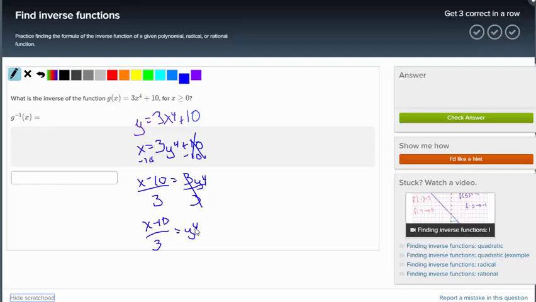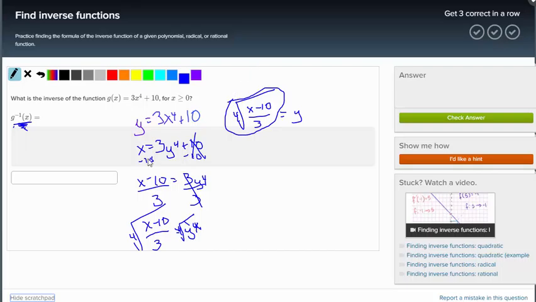And now to get rid of a fourth power, I take a fourth root on both sides. So a fourth root gets rid of a fourth power. Now I have the fourth root of x minus 10 over 3 equals y. So my inverse, g inverse of x, is just this part right here.